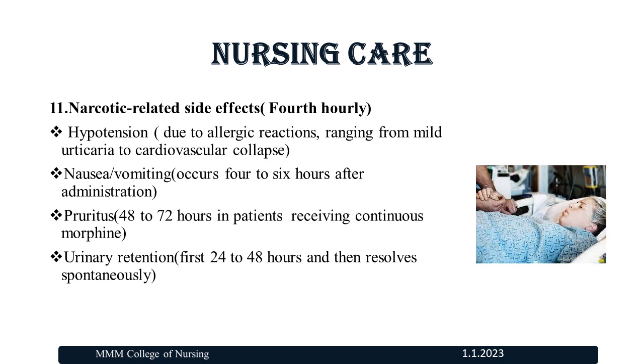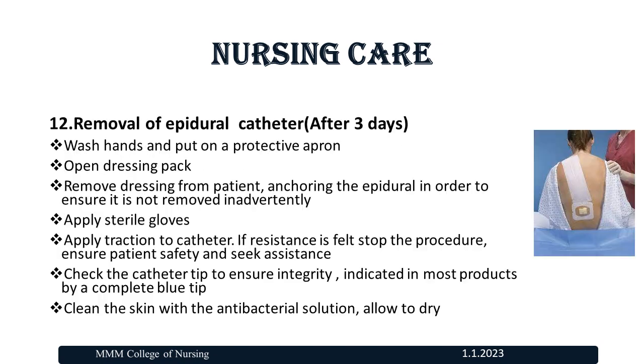The 11th one is narcotic related side effects. It should be checked 4 hourly. The patient may have hypotension due to allergic reaction, ranging from mild urticaria to cardiovascular collapse. Then the patient may have nausea and vomiting, which occurs 4 to 6 hours after administration. Then pruritus, usually 48 to 72 hours in patients receiving continuous morphine. Urinary retention in the first 24 to 48 hours, and then it will resolve spontaneously.